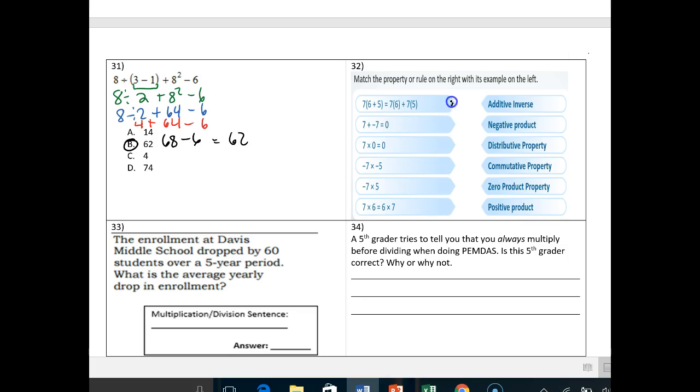All right, 32, again, straight problem from BuzzMath. This is your distributive property. This is your additive inverse, which we've been working with all day long. This is your zero product, obviously. This is your positive product. Negative times a negative is a positive. That's your negative, because I only have one negative. And this is your commutative property. Right, there are your answers.